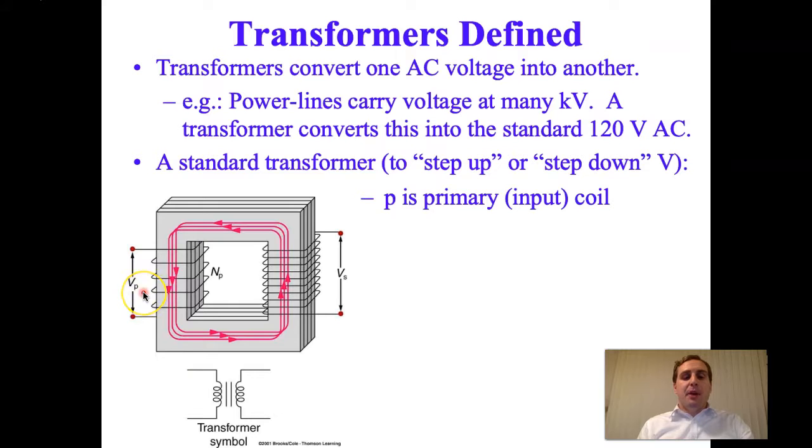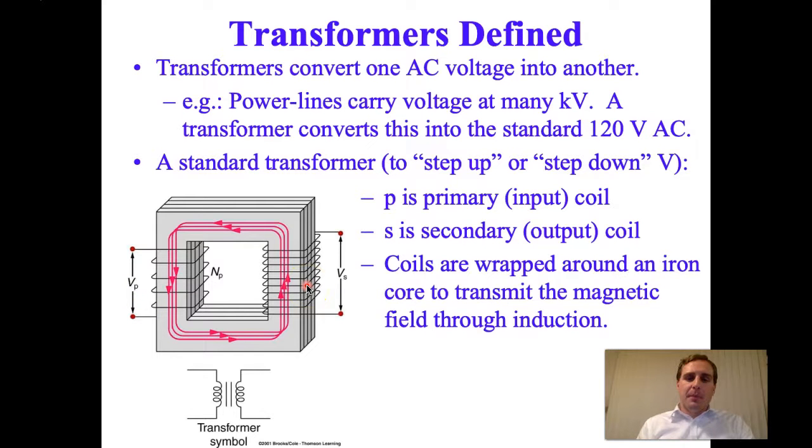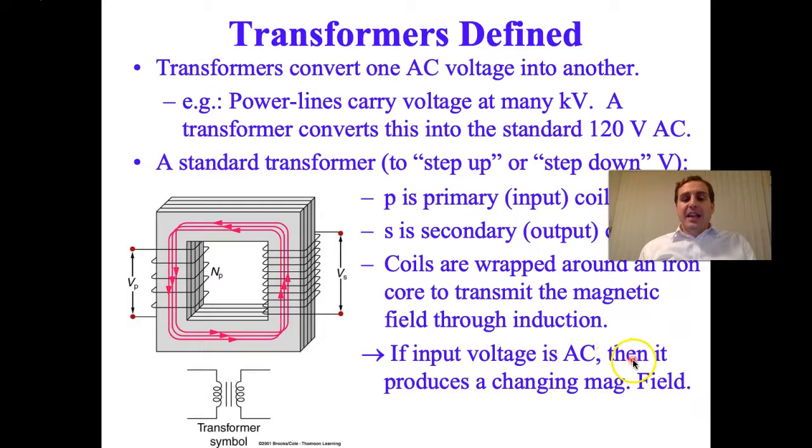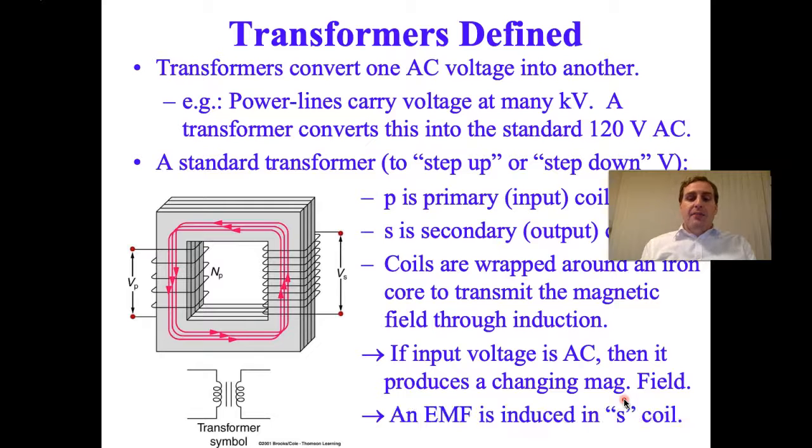So again, P is primary and S is secondary for the coils. Sometimes this is just called coil 1 and coil 2. It really means the same thing. Coils are typically wrapped around some sort of iron core, which is a ferromagnetic material. The idea is that we can generate a stronger magnetic field through that ferromagnetic material as a result of induction. So if the input voltage is AC, then we get a changing magnetic field from one coil to the next. And then finally, an EMF is induced in the S, or secondary, coil.